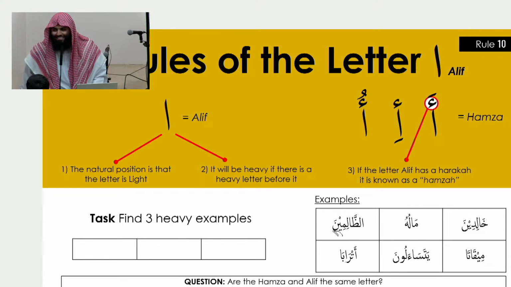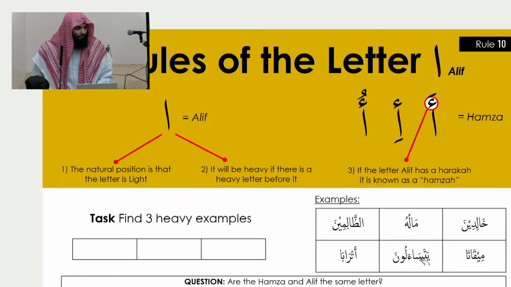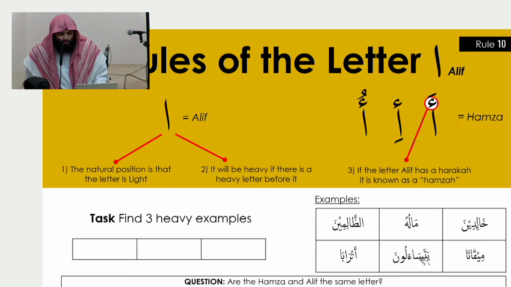Al-Zalimin. Is that right? Dha heavy or light? Heavy, so it should be Al-Zalimin. Qaf is heavy. Miqata. Yatasa. Sin is light. Yatasa'alun. Atraba.